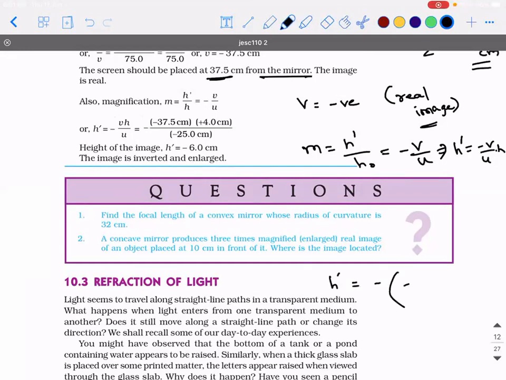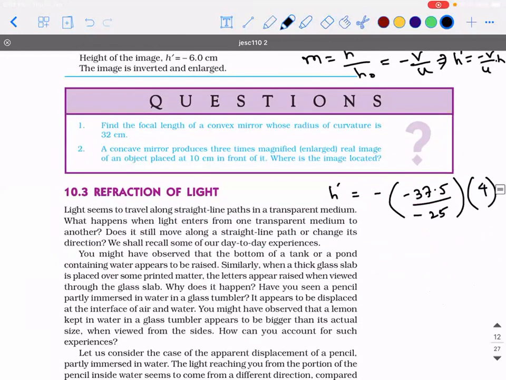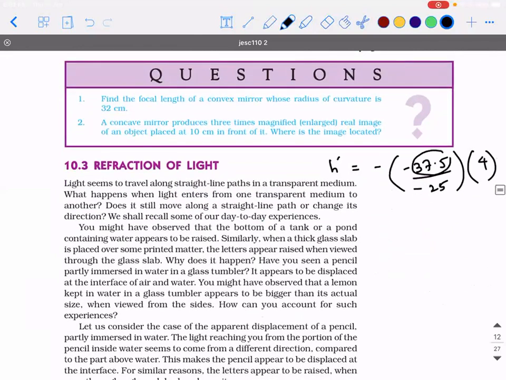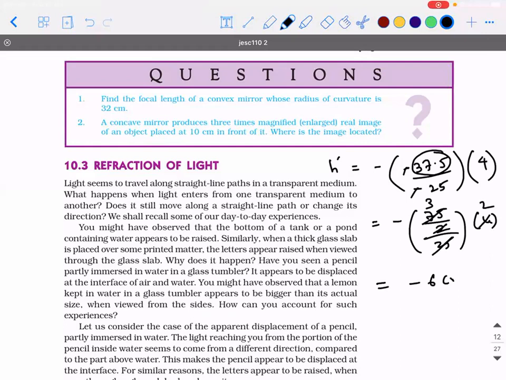So minus of minus 37.5 divided by u, which is minus 25, into what is the value of h? Height of the object is given as 4 centimeters. Generally 37.5 and all those things will confuse, no? 37.5 we got from 75 by 2. So here minus and minus will get cancelled. Minus of 75 by 2 divided by 25 into 4. This and this will get cancelled, then 2 will get cancelled. Minus 6 centimeter is the answer.